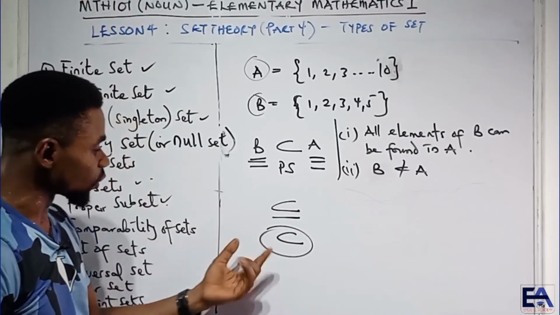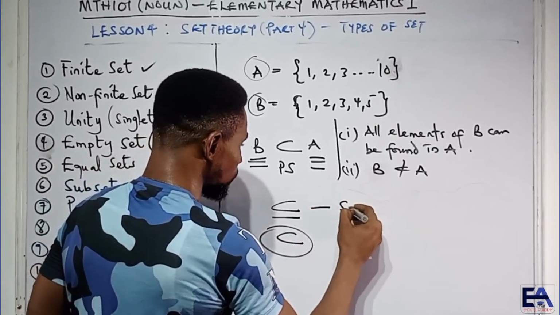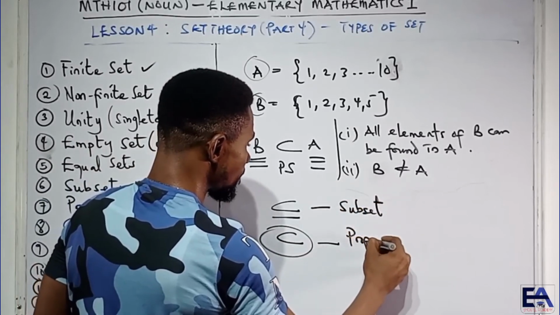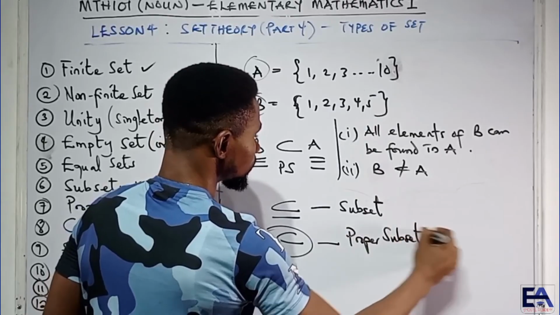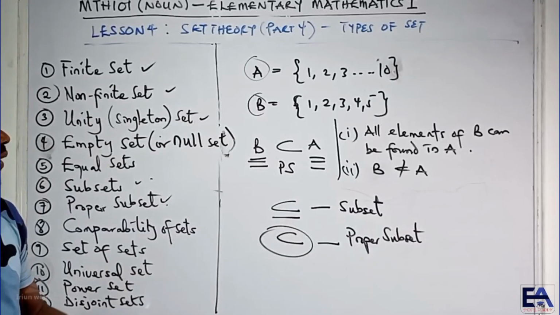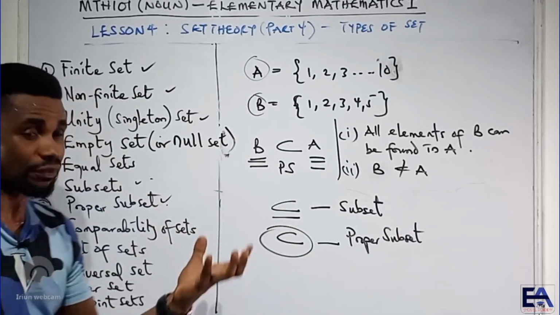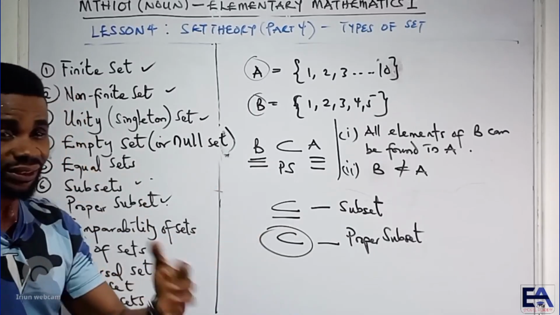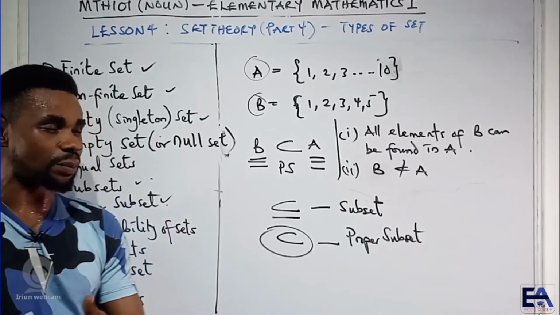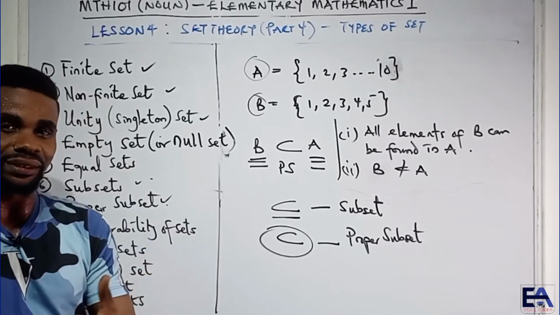This symbol is used to represent just normal subsets, while this one is used to represent proper subsets. So that is the difference between the two. Now, why does the word proper come in? The word proper comes in because every set is a subset of itself. So we have to be able to distinguish a set that is not a subset of itself, or does not have exactly the same number of elements.